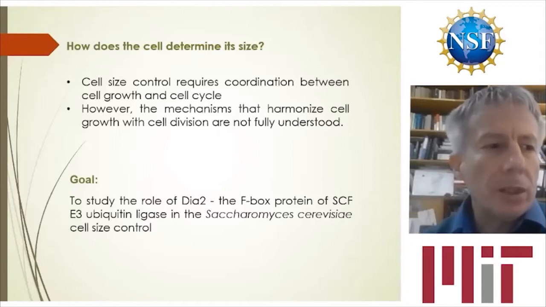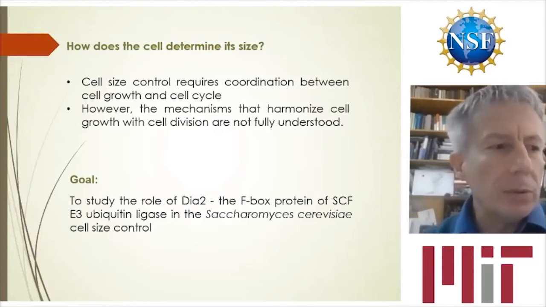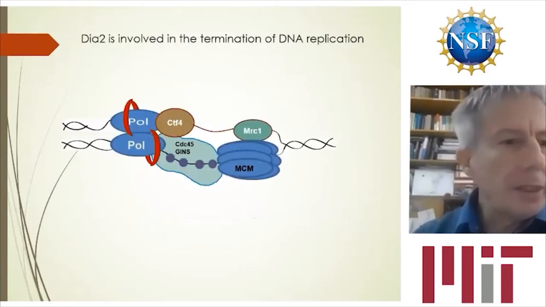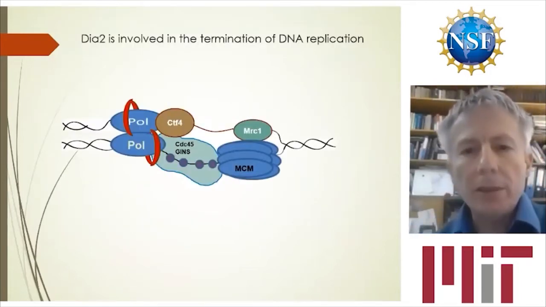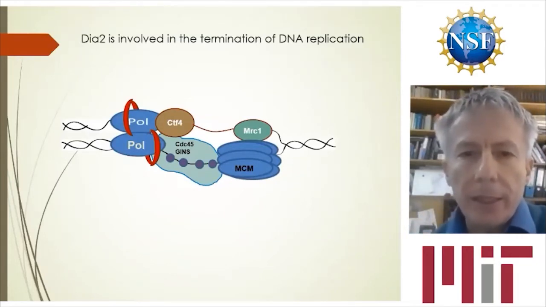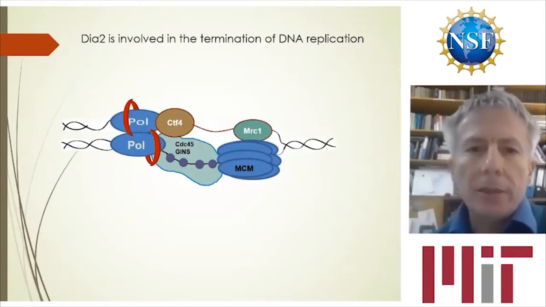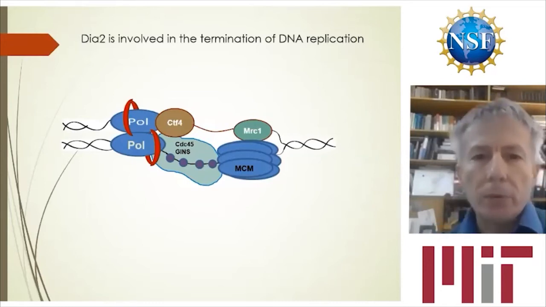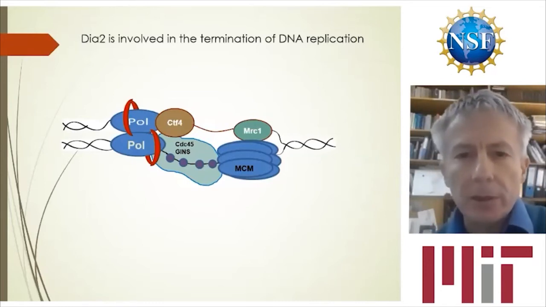Herein, we study the role of Dia2, the F-box protein of the SCF E3-ubiquitin ligase, in the control of the cell size of budding yeast. Dia2 is involved in termination of DNA replication. Here is the typical replication fork with the MCM replicative helicase, which is connected with Cdc45 and GINS, and this to the replicative polymerase. And Ctf4 and Mrc1 participate in coordination between replicative synthesis and unwinding.